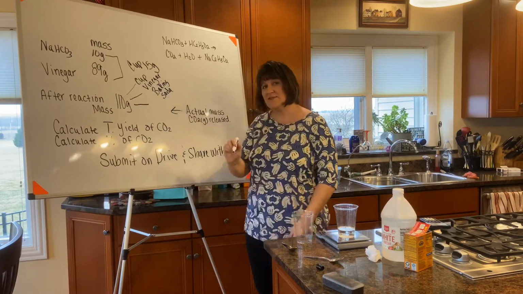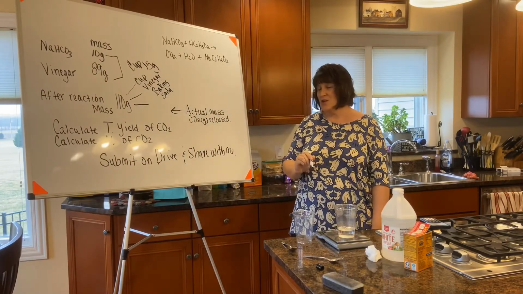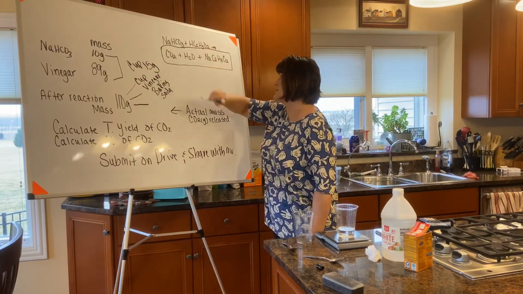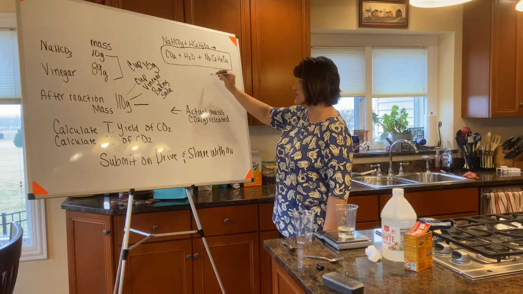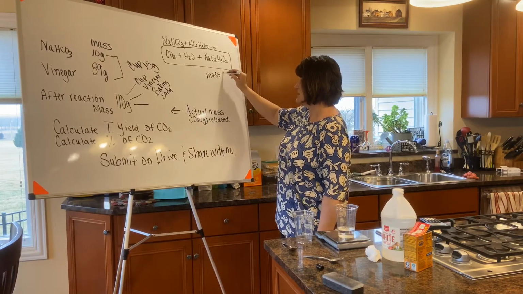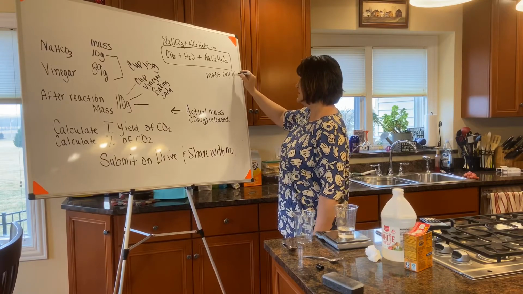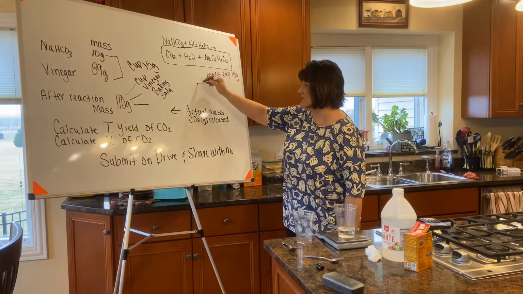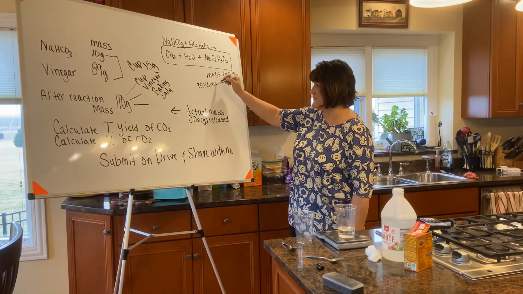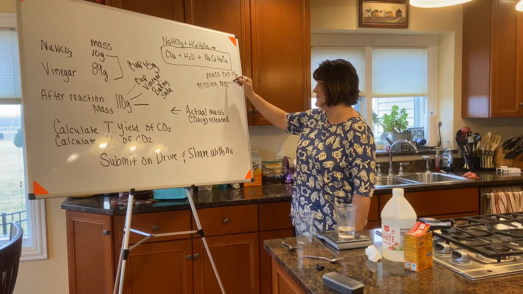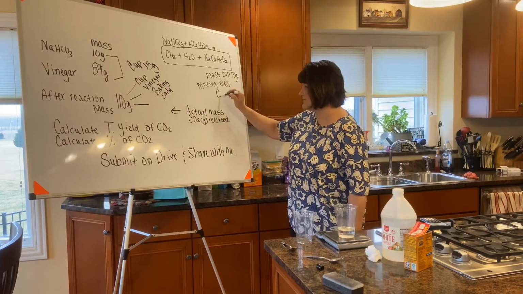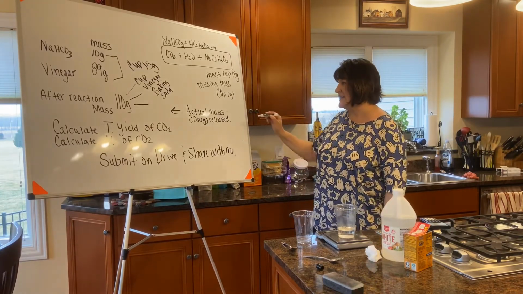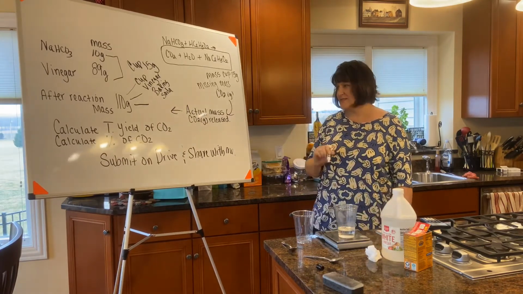Now this reaction still has to follow the law of conservation of mass. So if this is the product, along with the fact that the mass of the cup is 15 grams, where's our missing mass? The missing mass is your carbon dioxide. Use that as your actual mass.